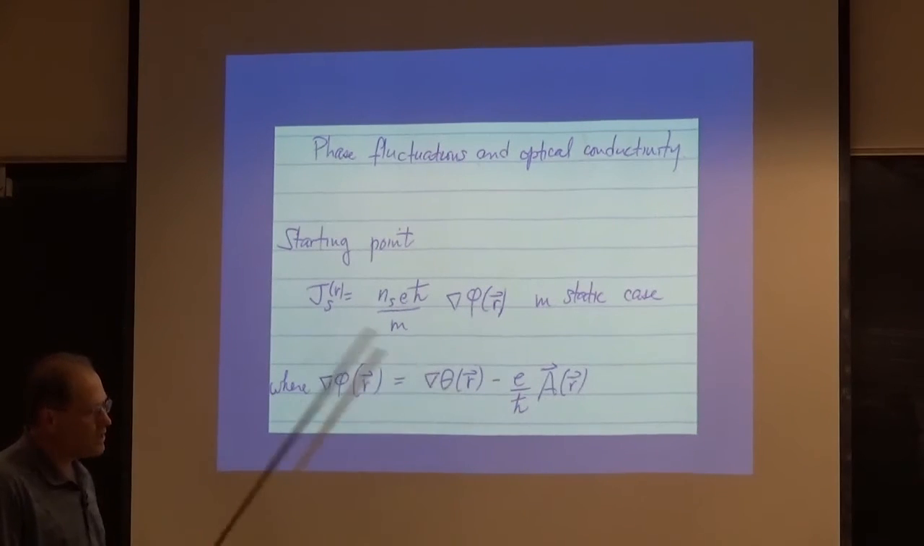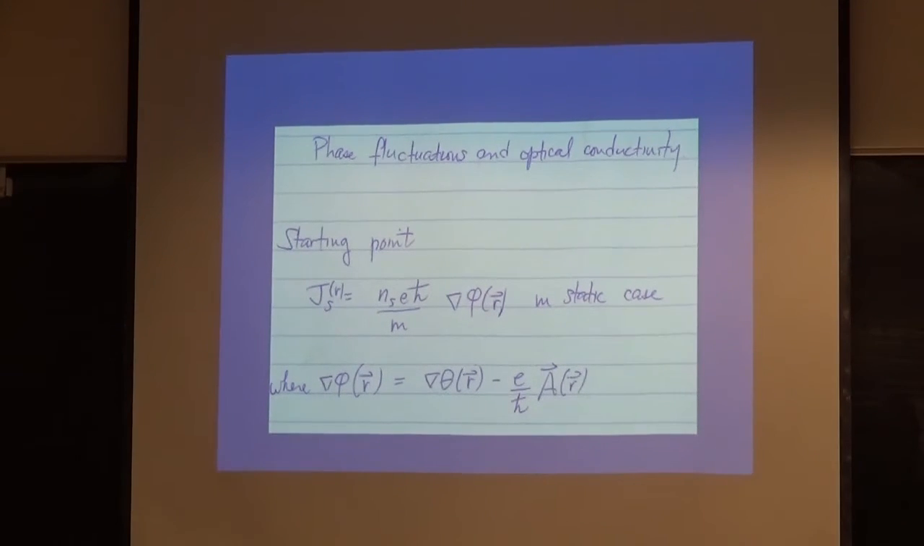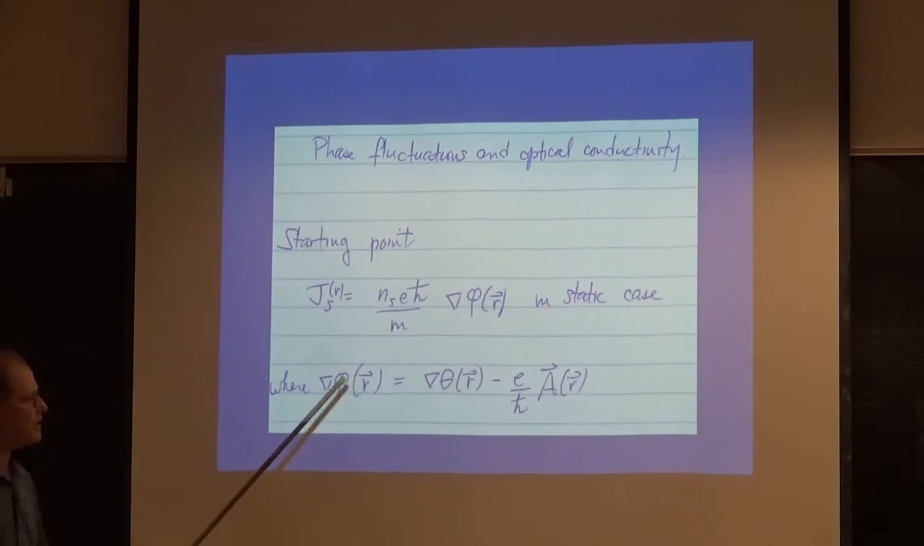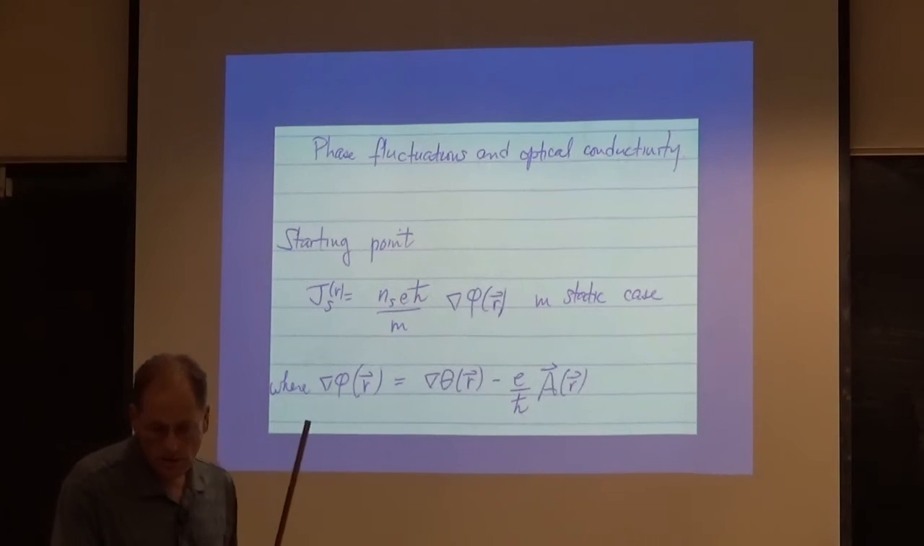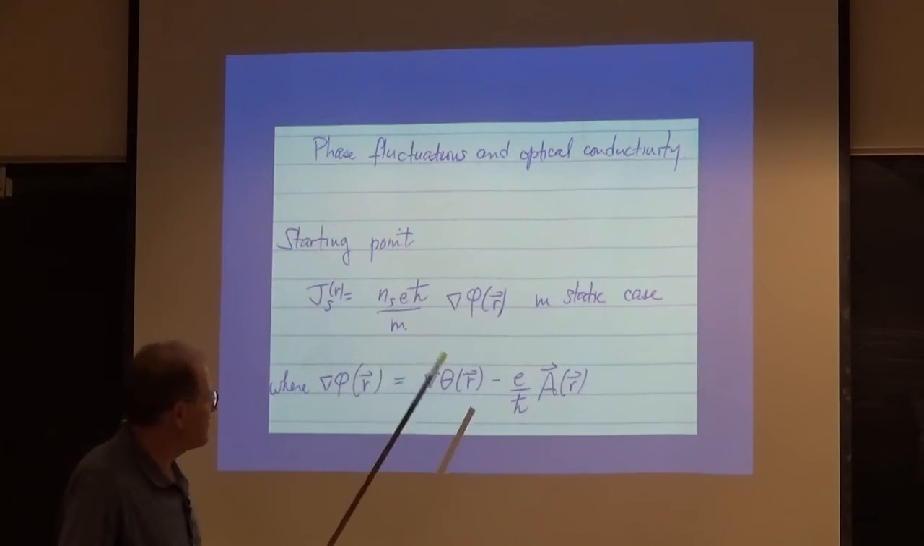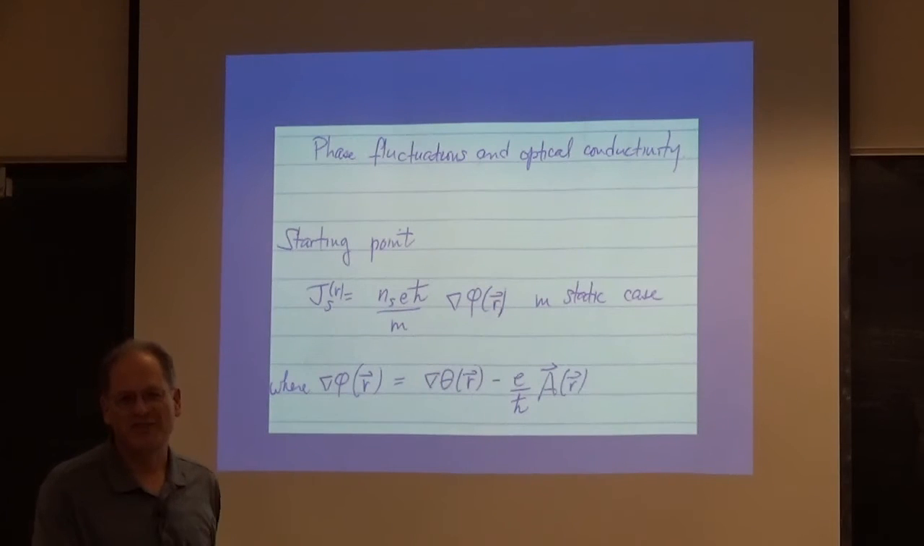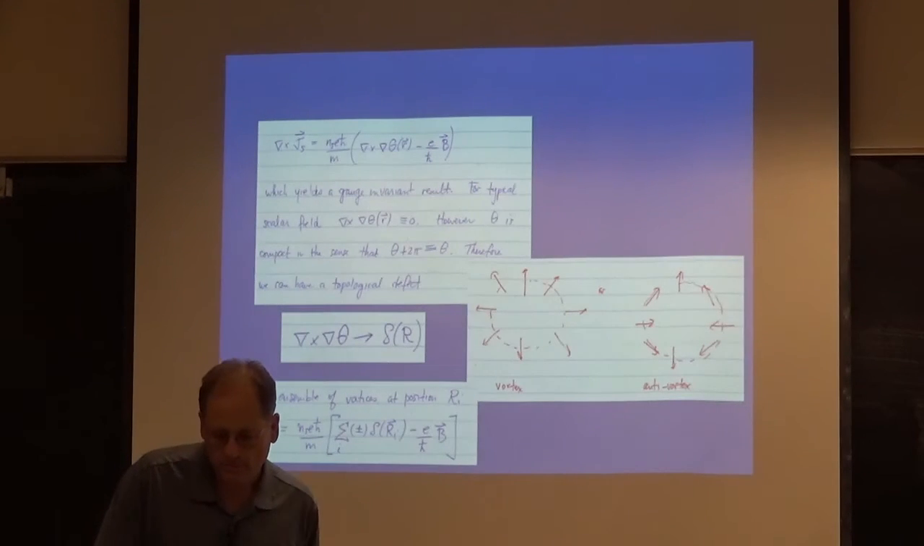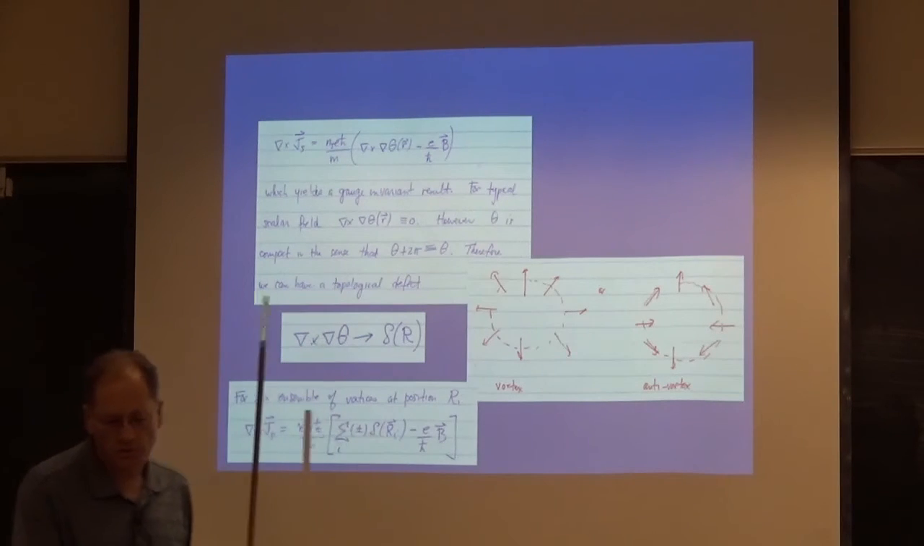You can think of it as having two terms, each of which is gauge dependent, but under a gauge transformation they change in such a way that this gauge invariant phase stays the same. Shouldn't it be charge e star? Okay. So e star. Right. I guess I've got e all over here, right? Sorry.